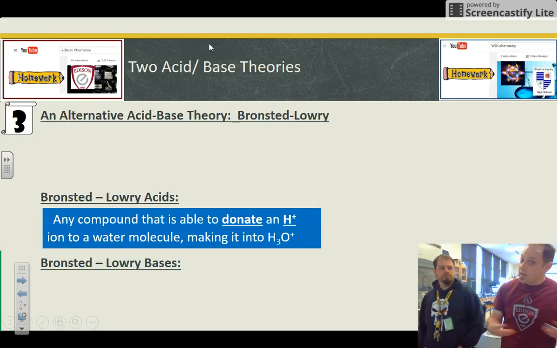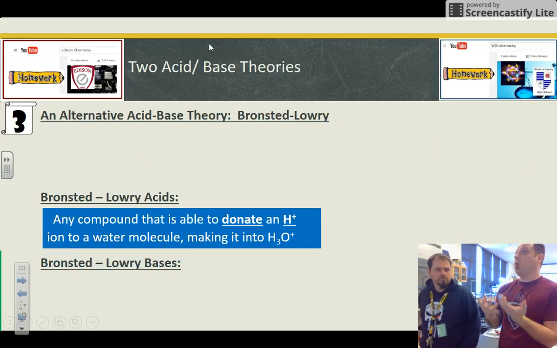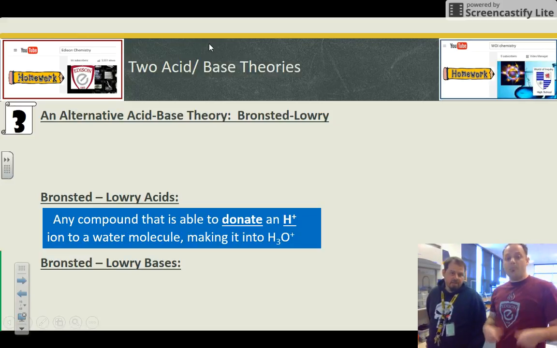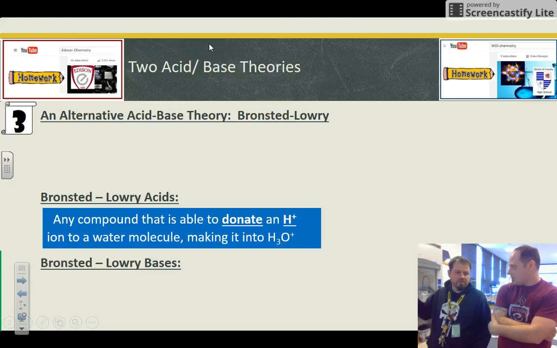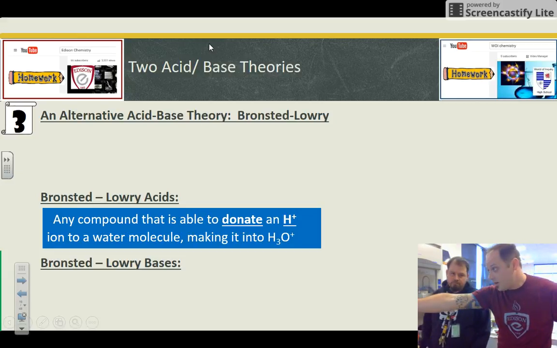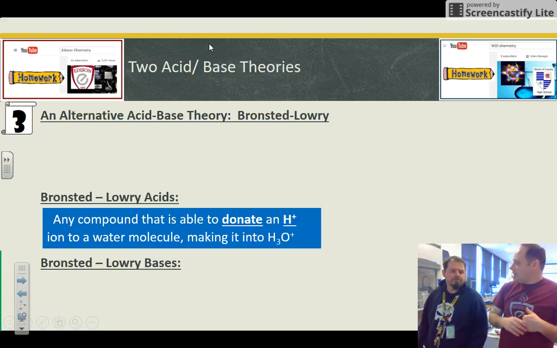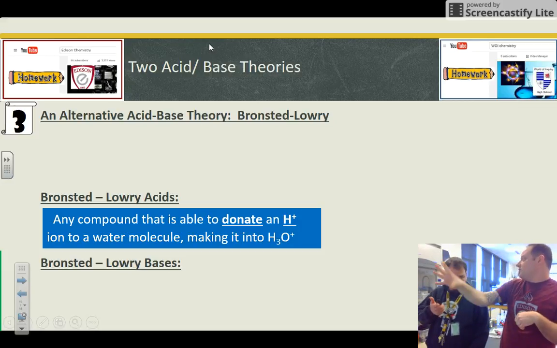A Bronsted-Lowry acid is really any compound that is able to donate a hydrogen ion, or a proton, to a water molecule, or any other molecule for that matter, making it H3O plus or allowing the other molecule to accept that proton. Whether that H plus is floating around in solution, hooks up with the water and forms H3O plus, or hooks onto another molecule and forms some other ion, it's still going to dissociate off. Any compound that's an acid gives away H plus to somebody else.